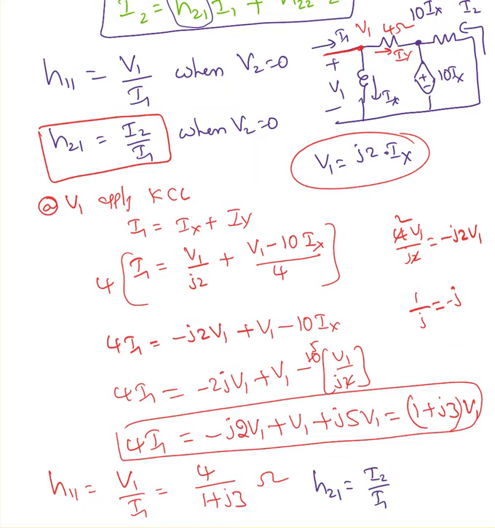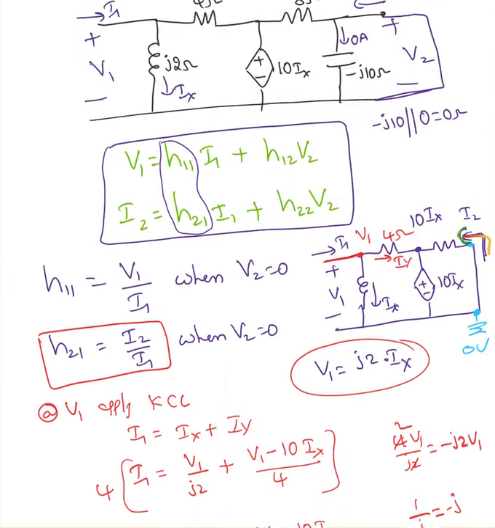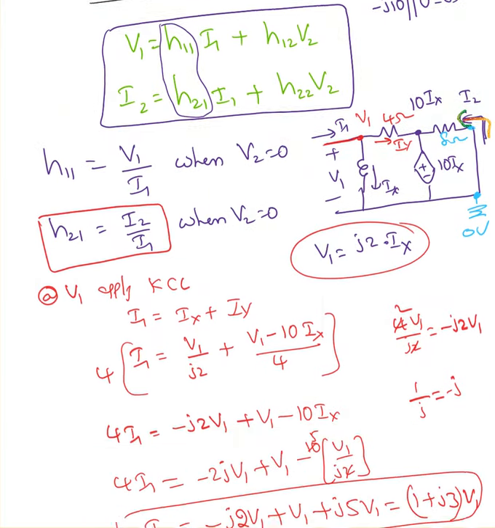Now can I say my I2 is nothing but the current flowing here in this direction. So here is my I2, right? So I'm going to write I2 equal to, from this combination, the voltage at this point must be 0 because that must be grounded. So 0 minus 10Ix, I2 equal to 0 minus 10Ix over whatever that resistance value. That resistance value, I believe 8 ohms. Okay, this must be 8 ohm.